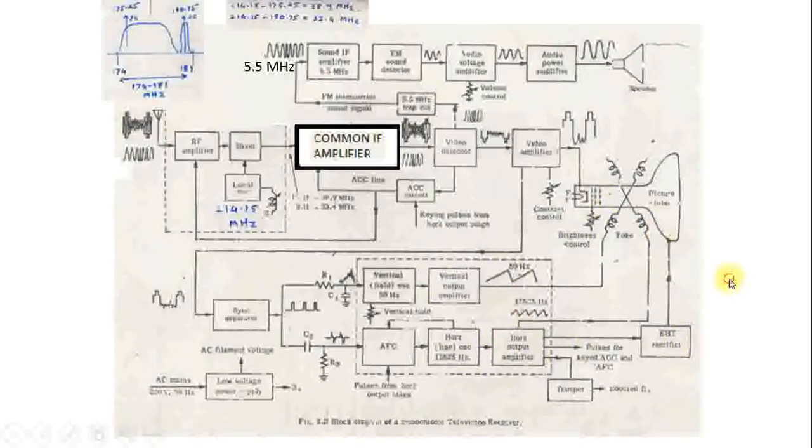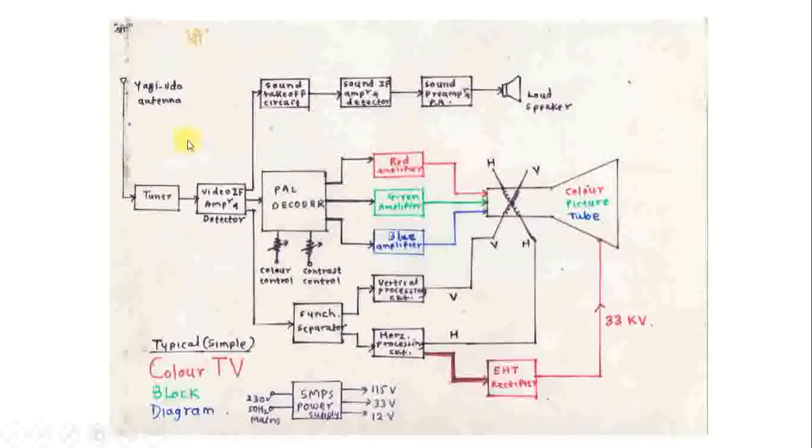The same circuitry is normally used in color television also. See the similar block diagram. The first tuner, then common AF amplifier and detector. From that 3 different signals are taken out. One goes to the sound section. This is basically an FM demodulator section, and at the output of this FM demodulator you get audio output. If it is mono, it is a mono loudspeaker. If it is stereo, then normally 2 loudspeakers are there.